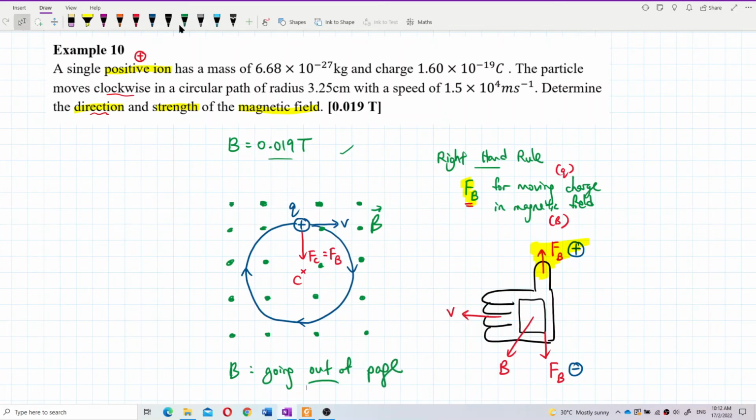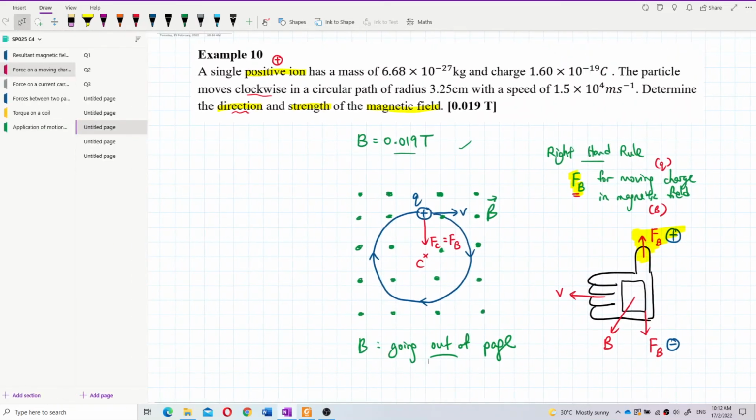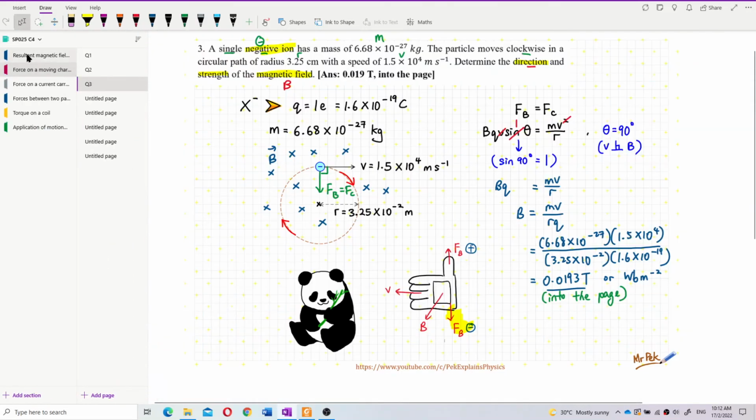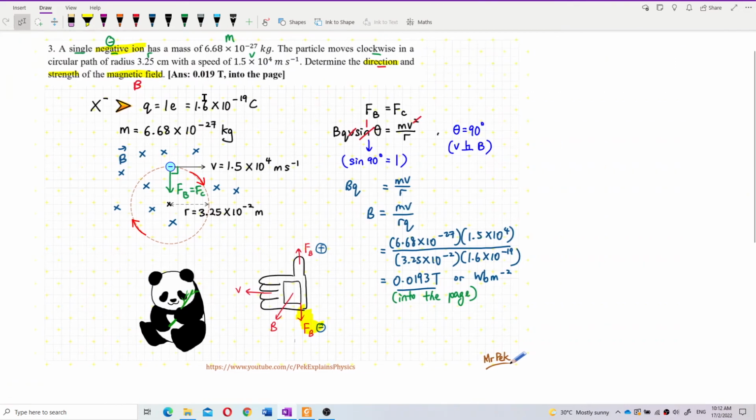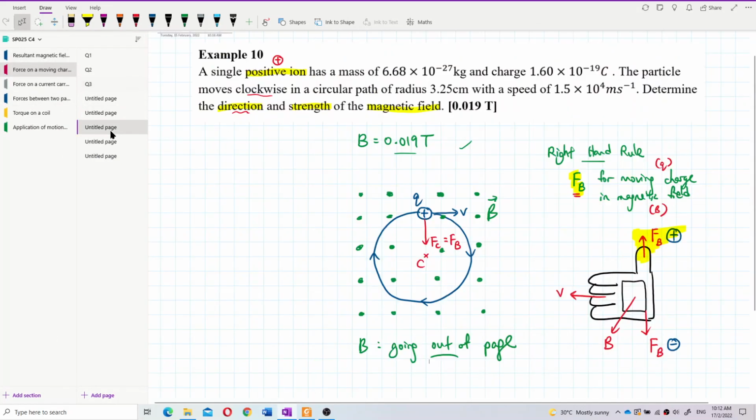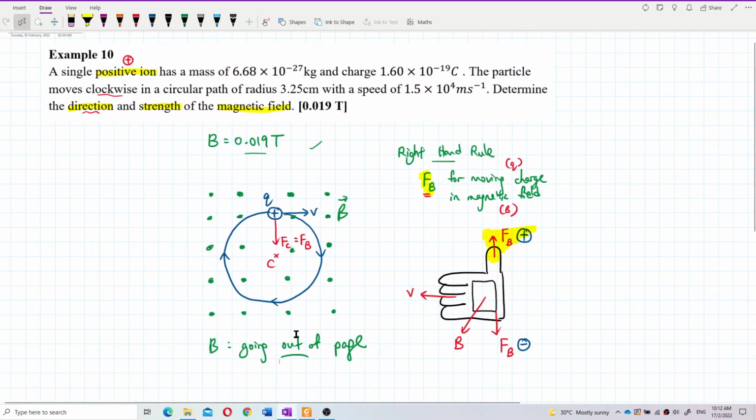Last time, the previous example using the negative ion, the magnetic field is going into the page. You see that? Because it's a negative charge. Using our right hand rule, we found that the magnetic field is going into the page. But for a positive ion, the magnetic field is going out of page. Okay, that's all for this question.